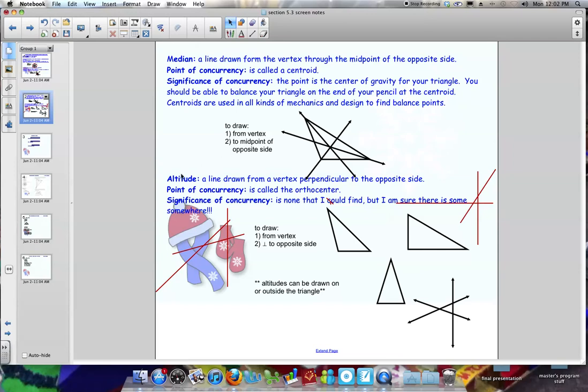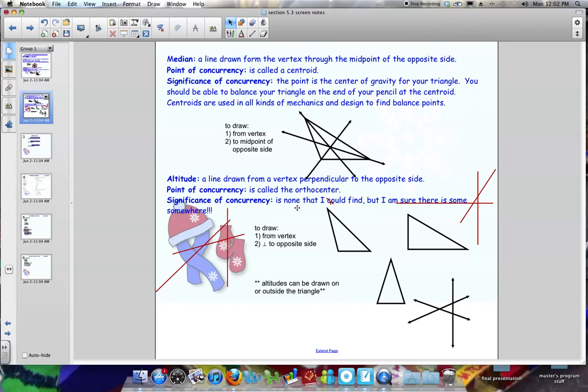The last one we are going to talk about is the altitude. The altitude actually shows the height of the triangle at different points. You draw the altitude by drawing a line from the vertex, but it has to go perpendicular to the opposite side. The point of concurrency for an altitude is called the orthocenter.